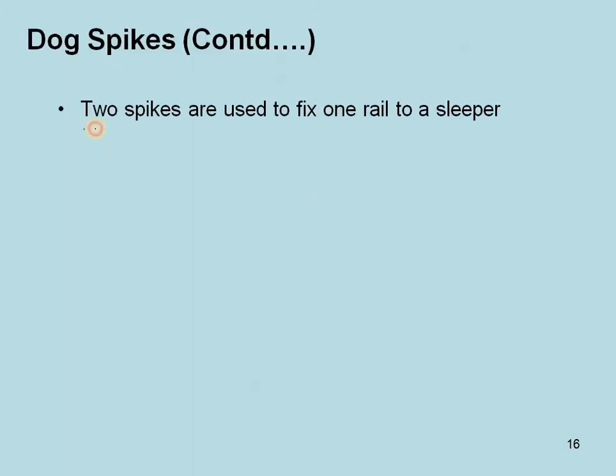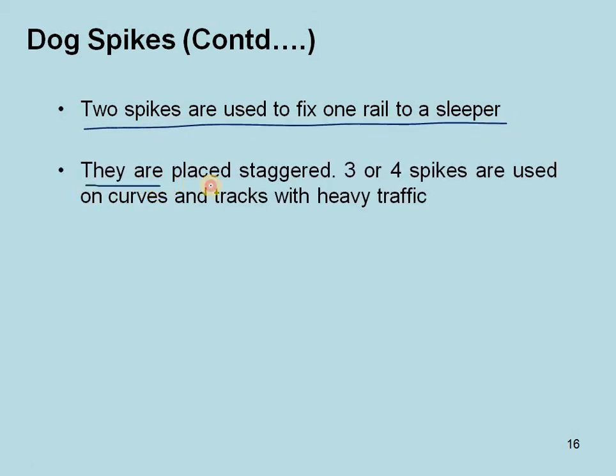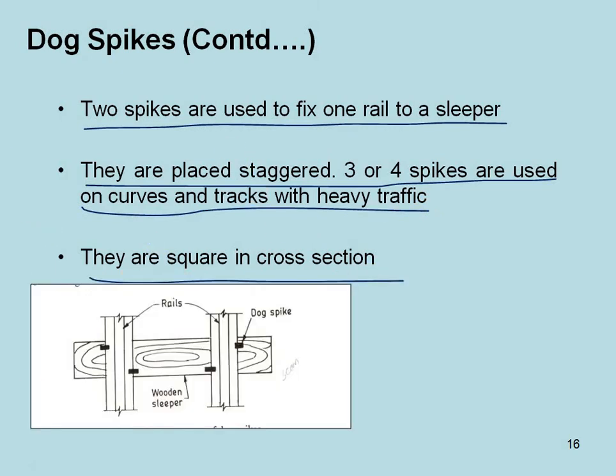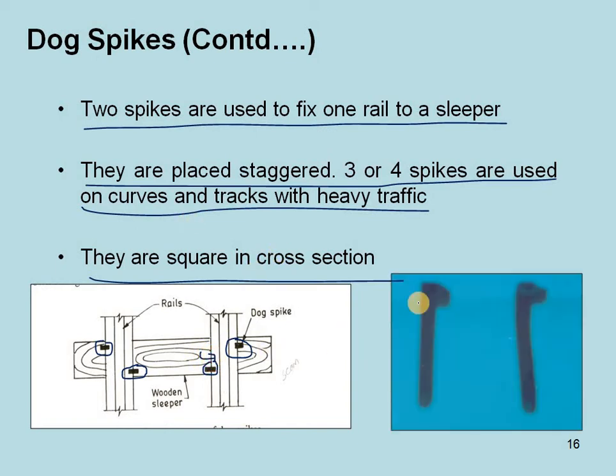And next one, two spikes are used to fix one rail to a sleeper, and they are placed staggered. 3 to 4 spikes are used on curves and tracks with heavy traffic, and they are square in cross section. So this is the wooden sleeper, and you can see this black color one is nothing but the dog spike. So this will be catching the grip of the bottom of the plate. So like this it will be located.